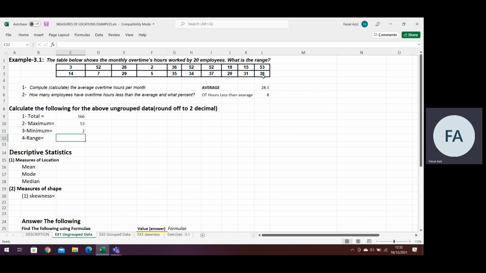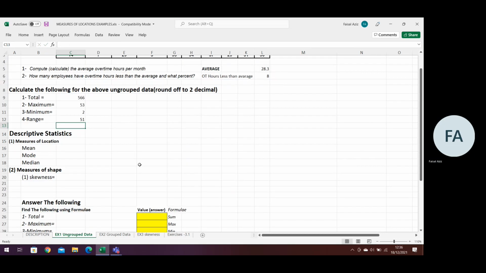The minimum observation is 2, the maximum observation is 53. And range is basically a difference between the maximum and the minimum. So maximum is 53 minus minimum is 2. So this will give us a range which is 51.